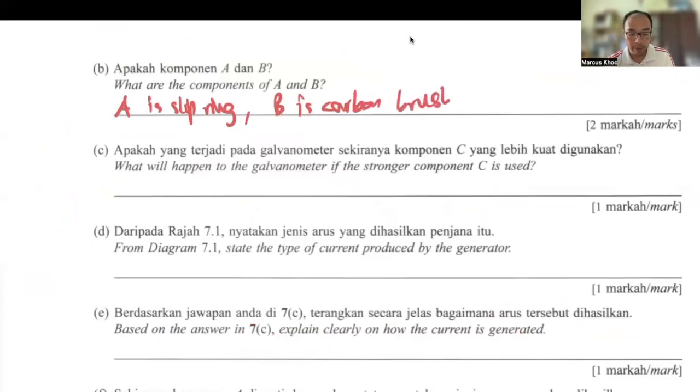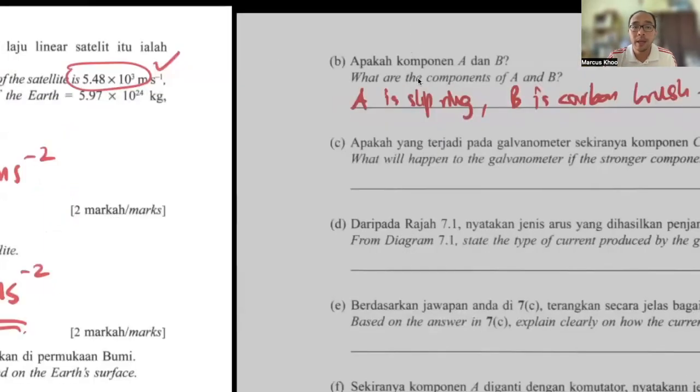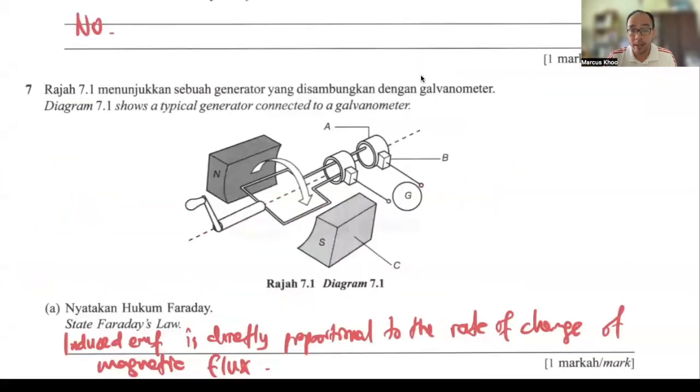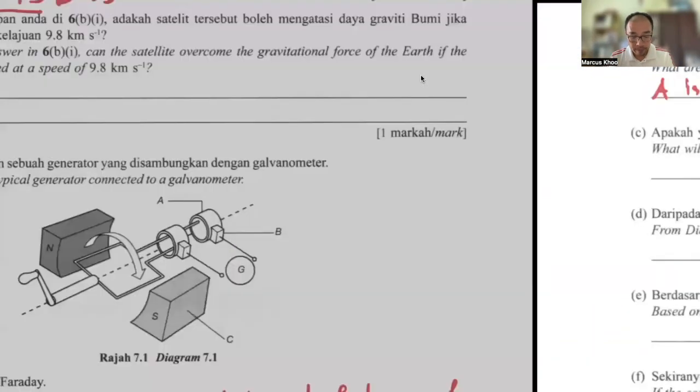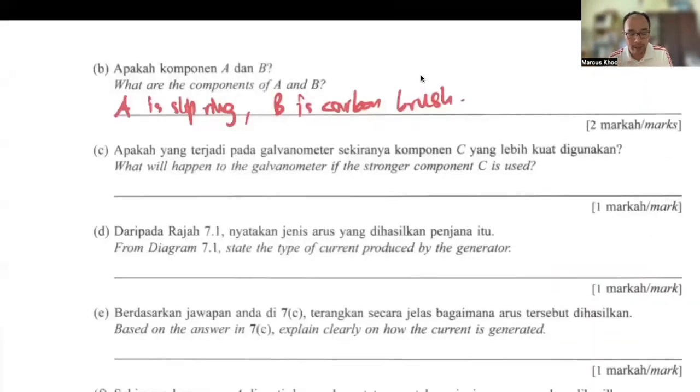Okay, what will happen to the galvanometer if a stronger component C is used? So if you take a look, component C is the magnet. If you use a stronger magnet, obviously there'll be a bigger current flow, lah, because of Faraday's law. So what will happen to the galvanometer? There will be a bigger deflection. Dia akan lebih terpesong.